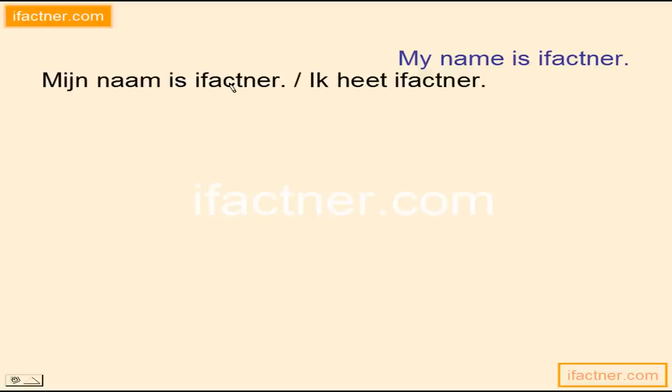My name is ifactner. You are now introducing yourself. Mijn naam is ifactner. Ik heet ifactner. So it's mijn, my. My name is ifactner. Actually, IJ is pronounced as ei. But because it's my name, therefore I'm saying Ik heet ifactner. Heet is called. I'm called ifactner. It's not heat because e is pronounced as a. So it's heet. Ik heet ifactner.